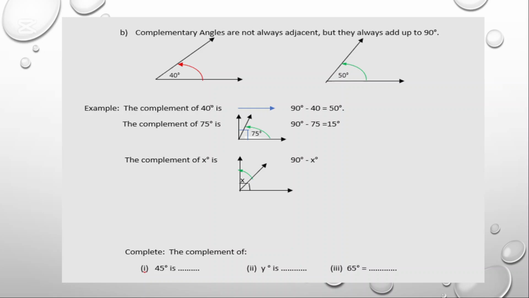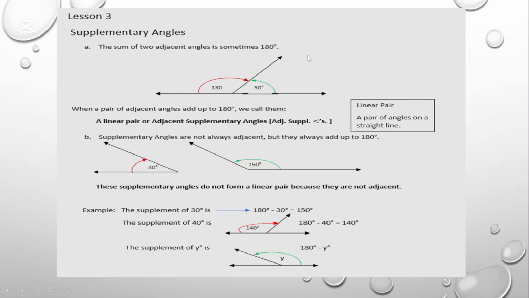The complement of y is... we do not know the value of y, but we know we can subtract it from 90. So your answer here will be 90 minus y. 65 degrees, and that will give us, let us see, 90 minus 65, and that will be 25 degrees. Okay, complementary adjacent angles. This is complementary adjacent. This is only complementary angles. Right, that's the difference. They are complementary because they add up to 90.